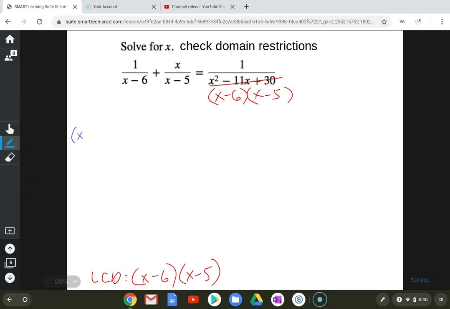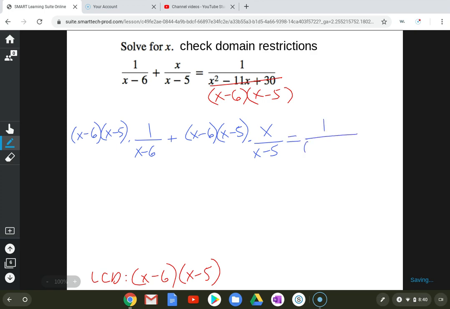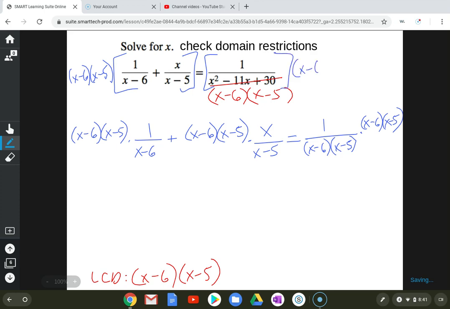So I'm going to multiply my first term, I'm going to multiply the second term times the LCD. And I'm going to multiply my third term, the right-hand side, times the LCD. Every single term gets multiplied by the LCD because when you're multiplying by the LCD, you don't get to multiply it by terms, you don't pick, it's whole sides, right? You have to multiply the whole side on both sides or you're not doing it properly.